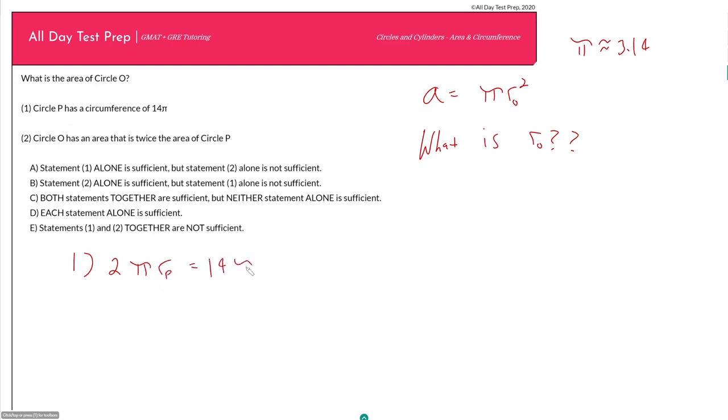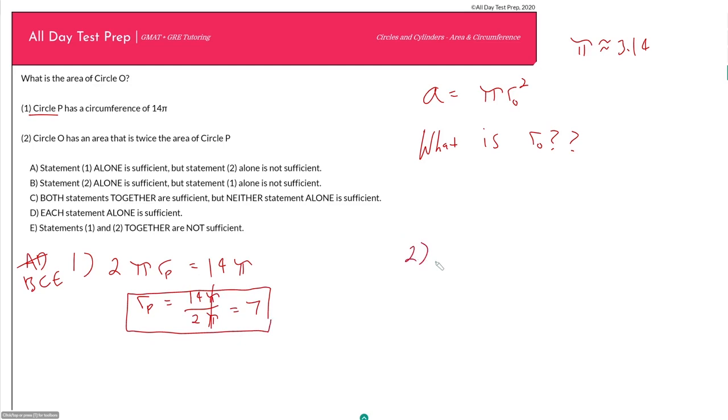So I can see right off the bat that this is going to be insufficient because I had never even heard of this circle P until now. Although circle P does sound like a cool name for a band, it is completely irrelevant. Circle O. So this will be insufficient. I can, if I want, find the radius of circle P, and it might come in handy later. So that would be 14 pi over 2 pi, which is just 14 over 2, or 7. Still insufficient though.